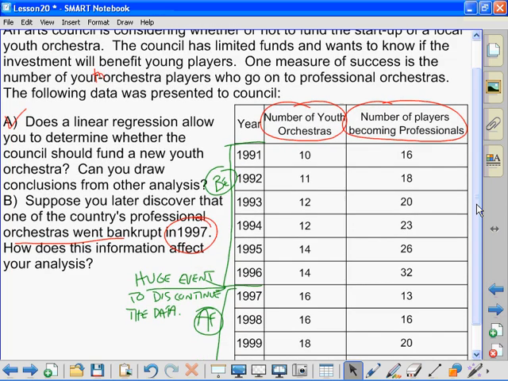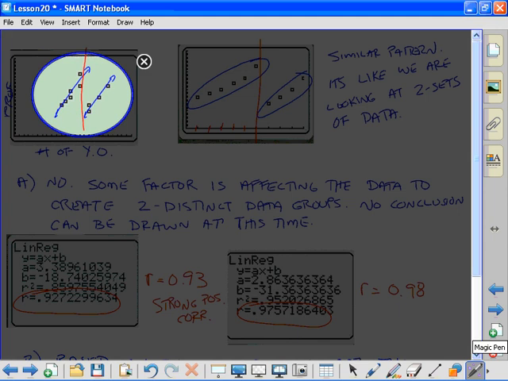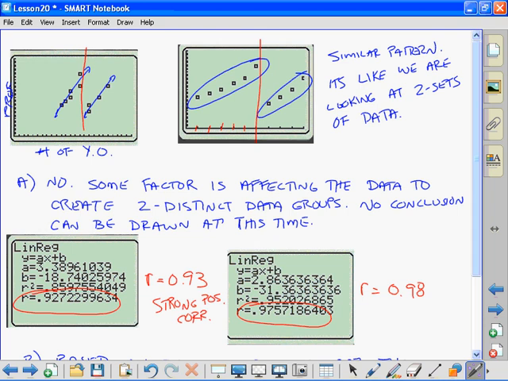So you need to use your critical analysis skills when you see funny things happening. And what I mean by funny, when you see groups like this, you don't want to be forcing the issue. If you don't believe there's a line there to be found, take a step back and ask yourself, why is it like that? All right, so good luck with the examples.